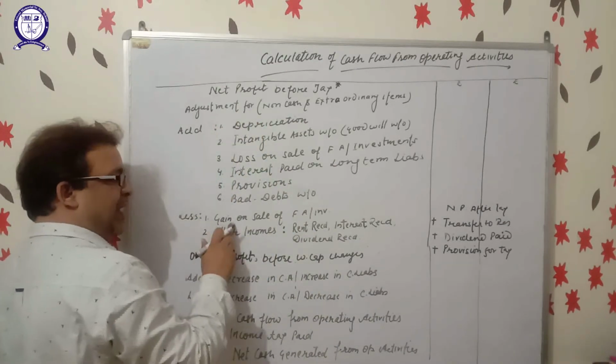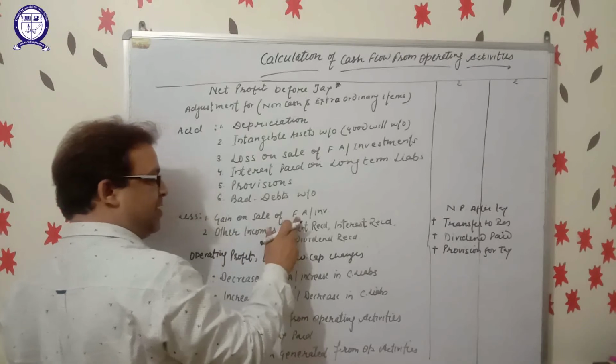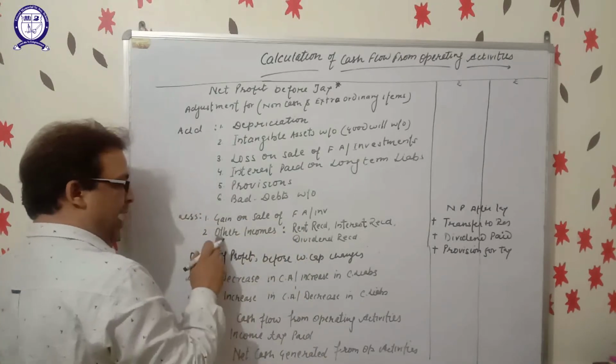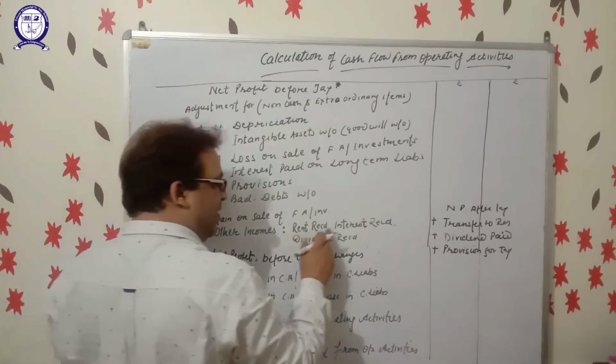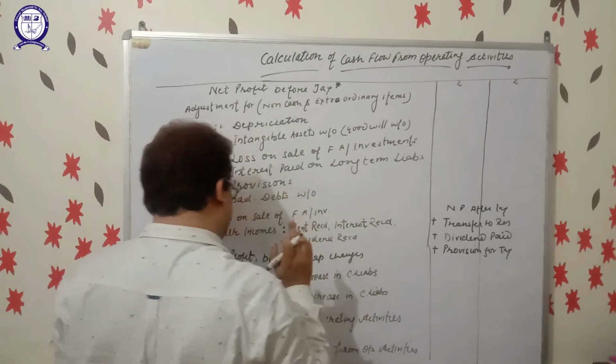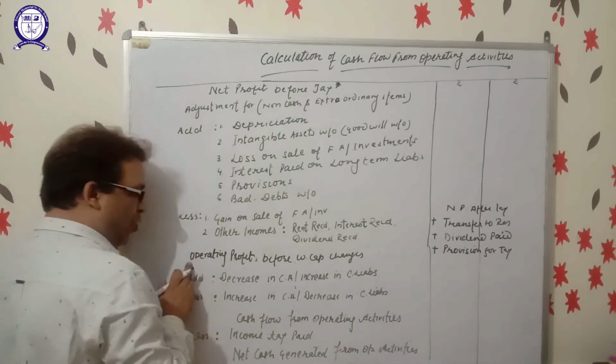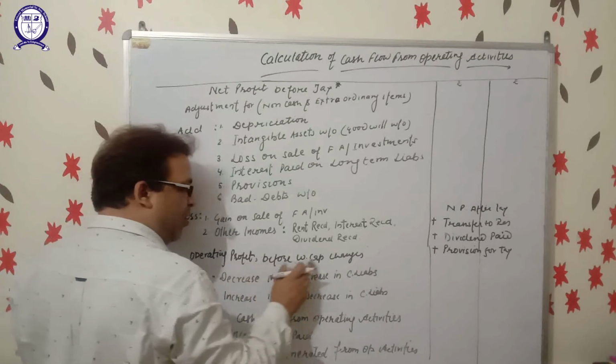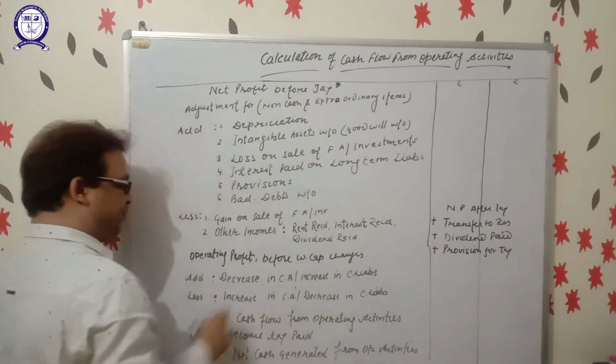Less non-operating income: gain on sale of fixed assets is a non-operating income, and other incomes such as rent received, interest received, and dividend received. So here is operating profit before working capital changes.